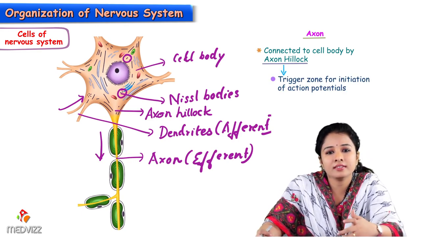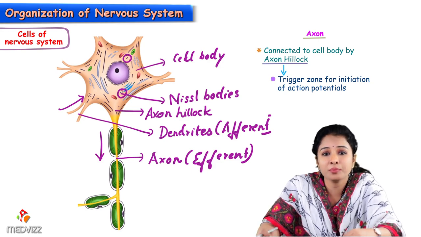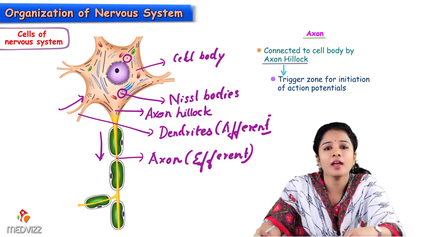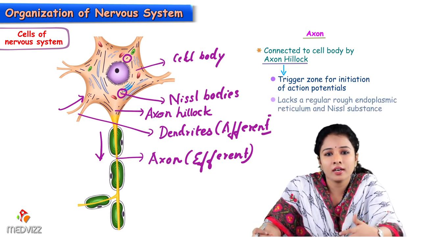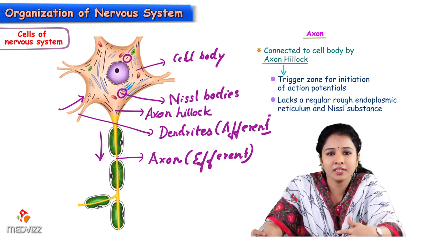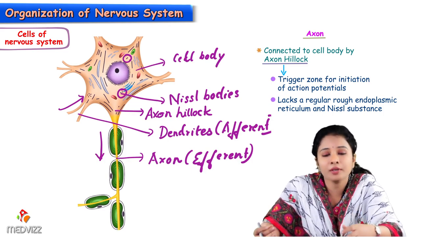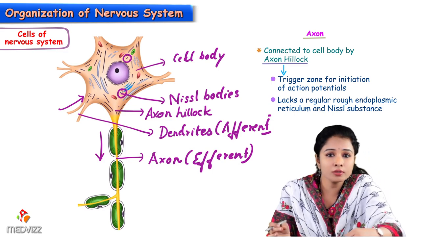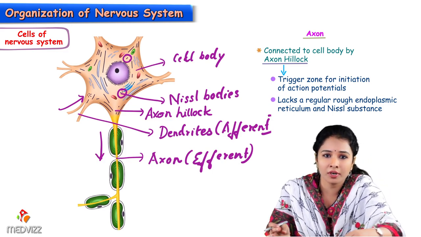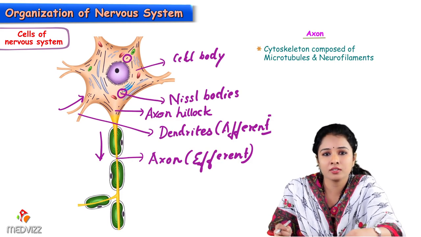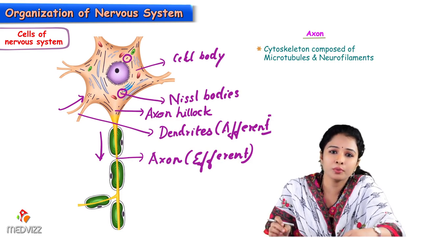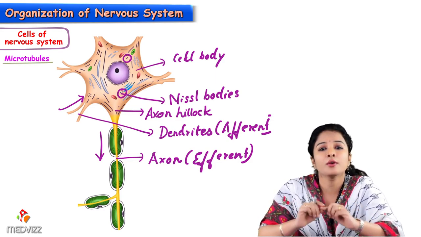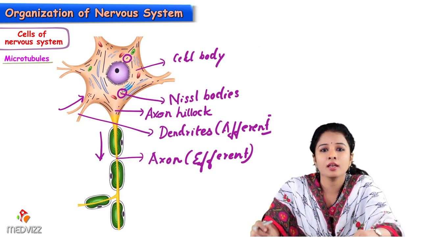The axon hillock is the trigger zone for the initiation of action potentials, meaning the stimulus gets initiated from the axon hillock. The axon hillock lacks rough endoplasmic reticulum, and it is also devoid of Nissl granules and Nissl bodies. The axon is also devoid of Nissl granules and Nissl bodies. The cytoskeleton of the axon consists of microtubules and neurofilaments. Microtubules means tube-like structures, filaments means thread-like structures.